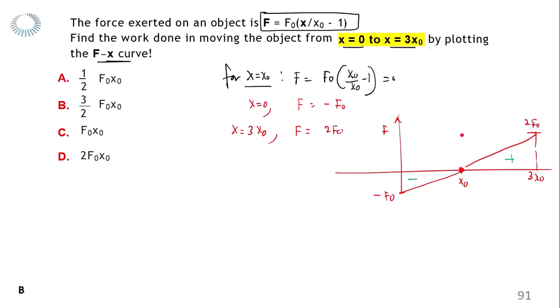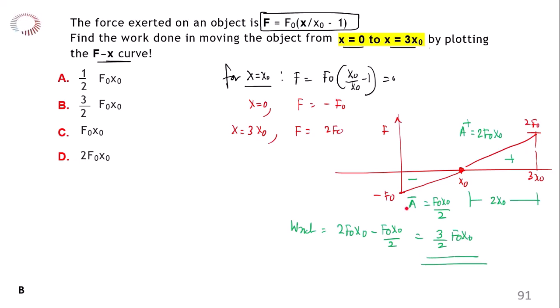So what is the positive area? The positive area A plus should be equal to how much? The base is 2x naught, so this distance is 2x naught. The height is 2F naught, and by 2, that means 2F naught x naught. This is the positive area. For the negative area, the base is x naught, the height is F naught, so x naught F naught by 2. So the total work done W net should be equal to 2F naught x naught minus F naught x naught by 2. That means 3 by 2 F naught x naught.